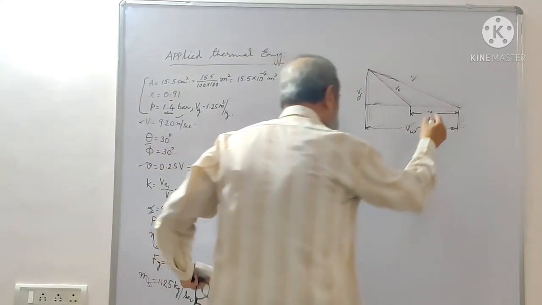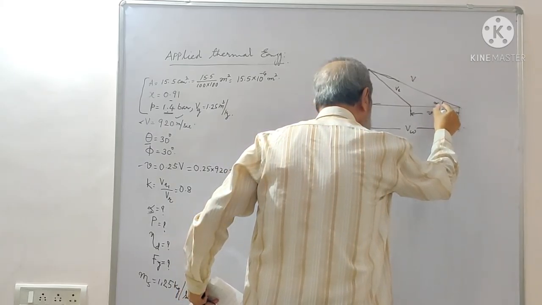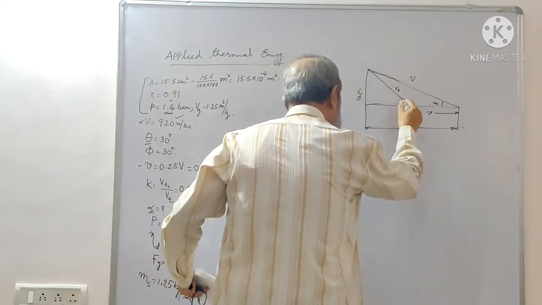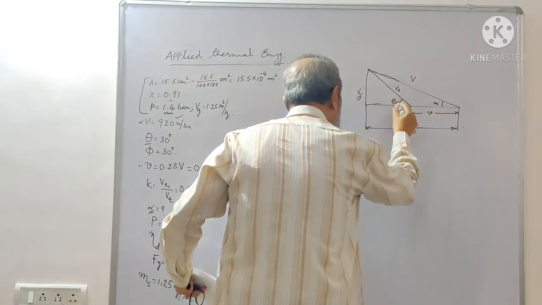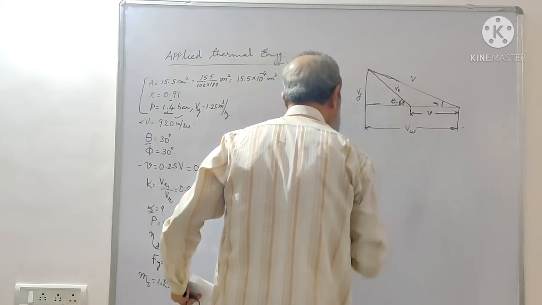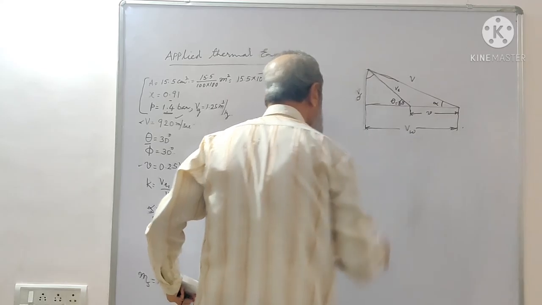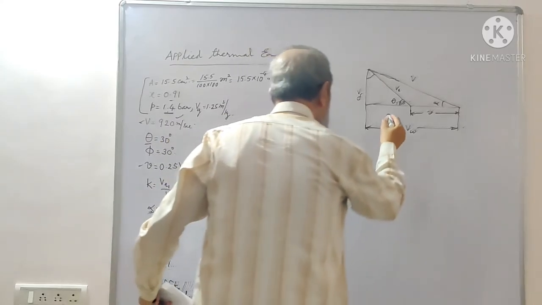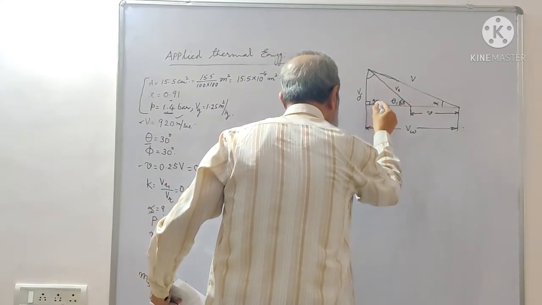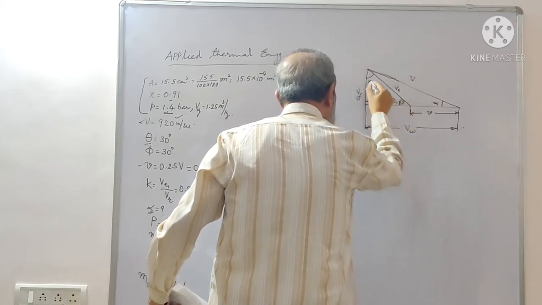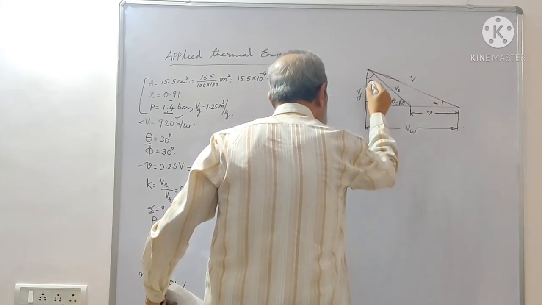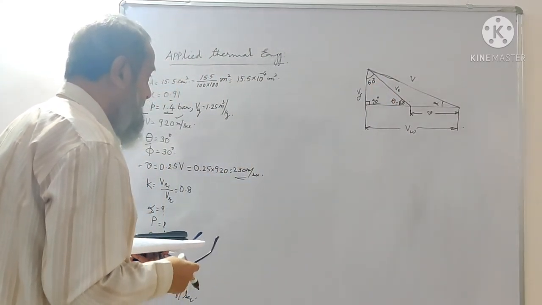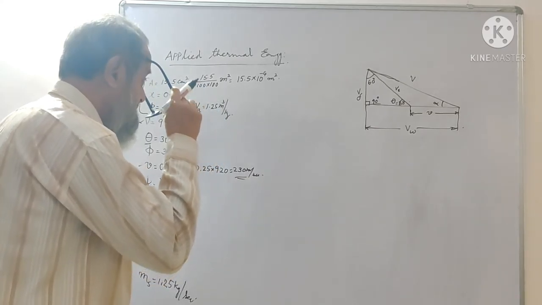this angle, the angle alpha, is not given in this problem. Instead of alpha, he has given this angle theta, which is 30 degrees. Now, how much will this be? This is 90, and theta is 30, so this plus this should be 90. So this must be 60 degrees, right? That must be 60 degrees.